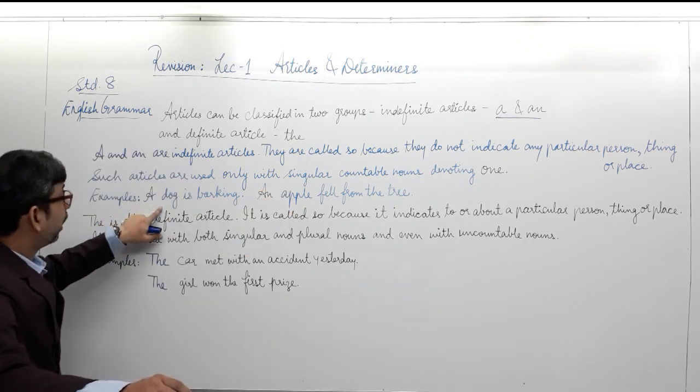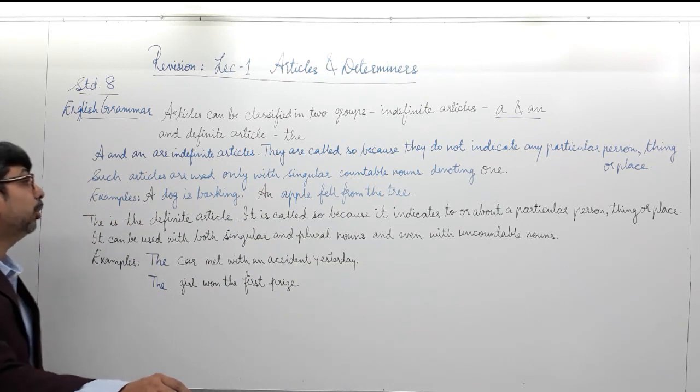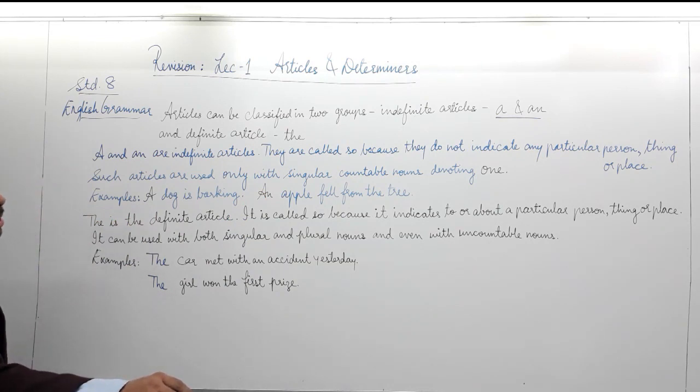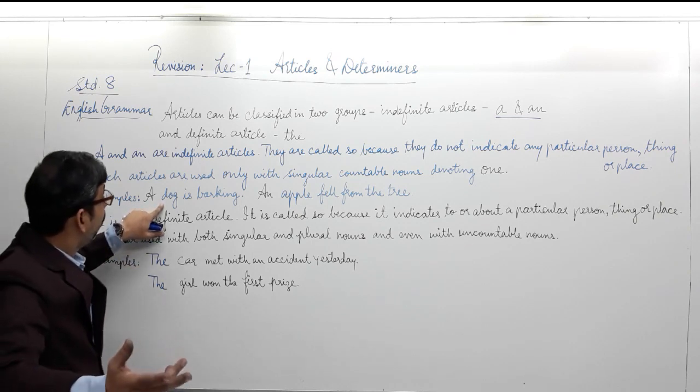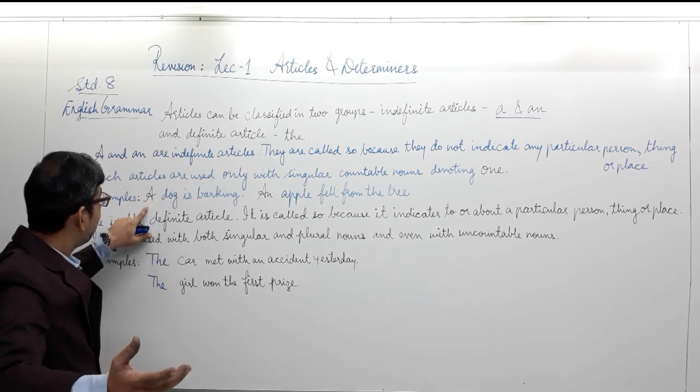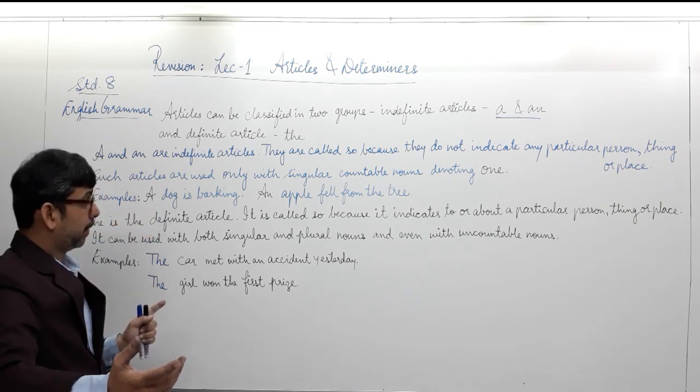Examples: a dog is barking. So here we are referring not to any particular person, place, thing or dog. Here dog refers to any dog. It could be any dog which is barking. So we are simply writing a dog is barking.